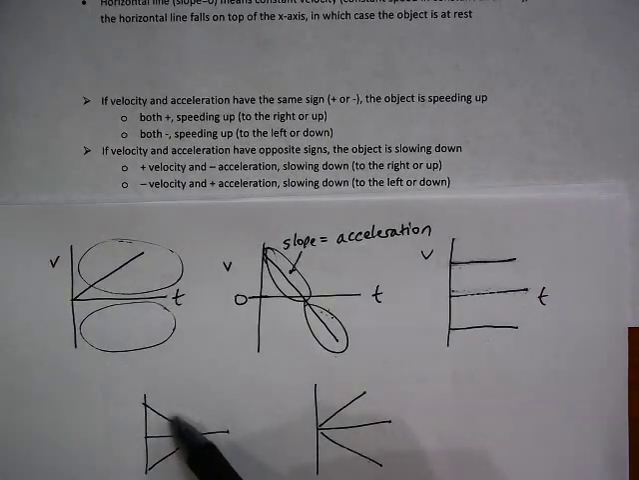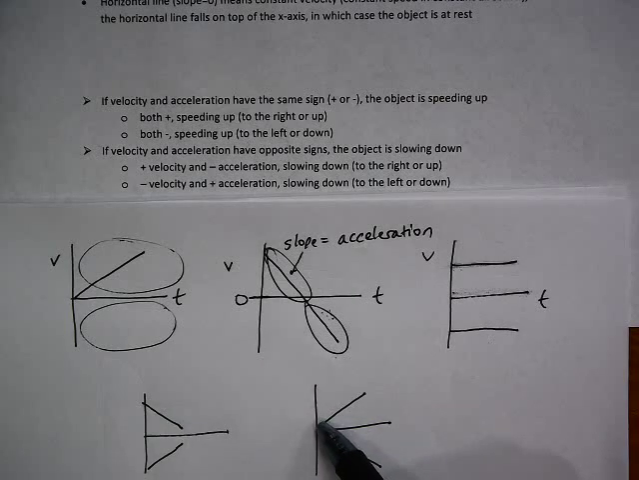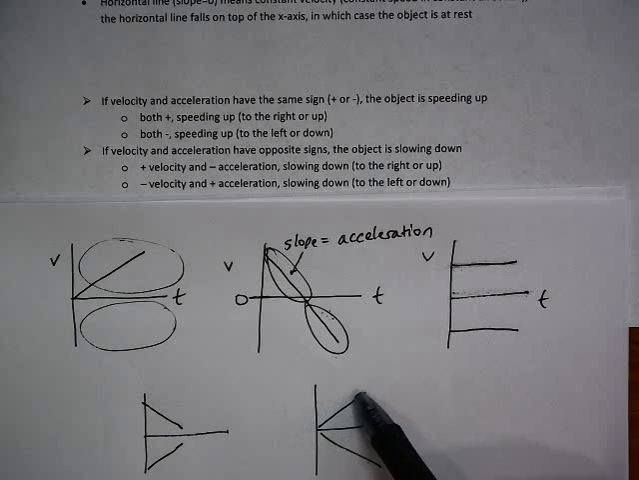Right here. We already said that's slowing down because we're heading towards 0 velocity. Okay? We have a positive velocity because we're above the x-axis, and we have a negative slope indicating a negative acceleration. Opposite signs means slowing down. Here, velocity is positive, and so is the acceleration. The acceleration is equal to the slope, which is positive. So, like signs means speeding up.